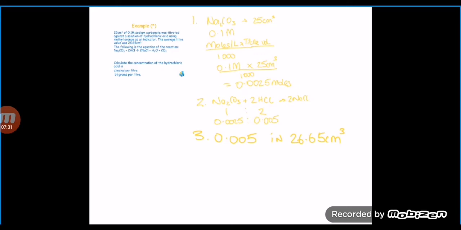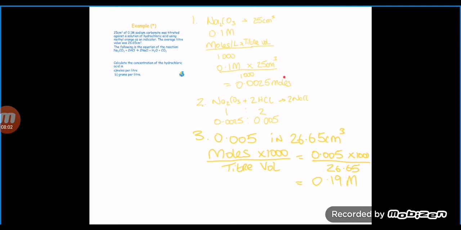So to find out how many moles there are in a litre, I must use the formula in step 3 on the last slide, which is the moles in your titre volume multiplied by 1000 divided by the titre volume. So that's 0.005, multiply that by 1000 and divide it by 26.65, and that gives you an answer of 0.19 moles per litre. So it's key that you do these 3 steps individually.